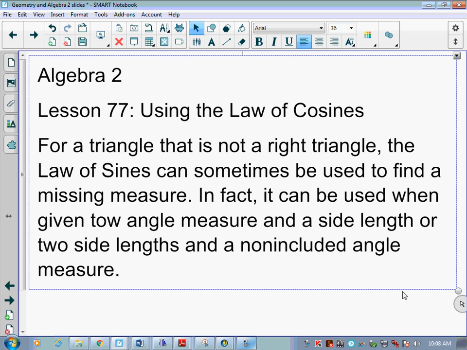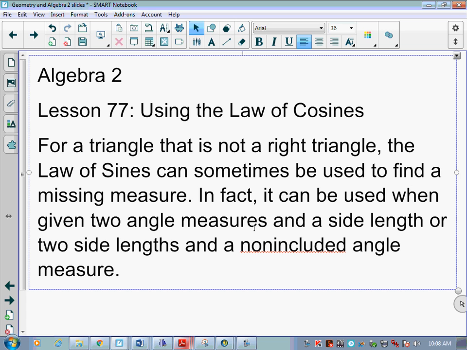In fact, it can be used when given, sorry, that should be two, not toe. Sometimes I don't look up whenever I type. Okay, let's fix that there. Two. Finding given two angle measures, let's add an S in here, and a side length, or two side lengths and a non-included angle measure.